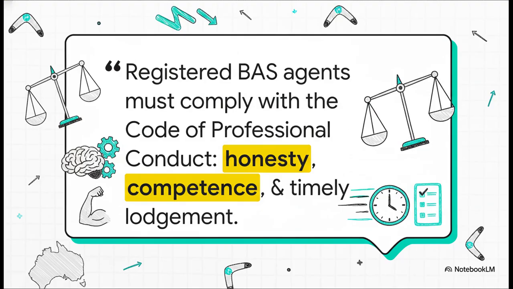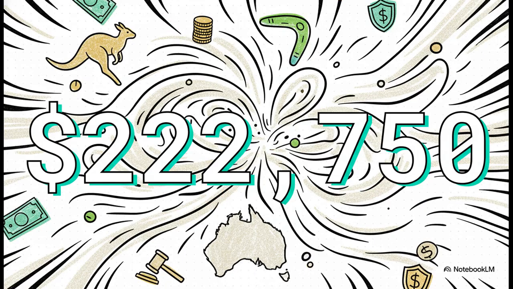It's critical to understand that these registered agents are bound by a strict code of professional conduct, which is enforced by the Tax Practitioners Board. As the TPB stipulates, this code mandates core principles of honesty, competence, client confidentiality, and the timely lodgement of all documents. The consequences for breaching this code are substantial. The source material shows that the maximum civil penalty for an individual found in breach of the TASA code is projected to be $222,750 in 2026. This underscores the seriousness of these professional obligations.